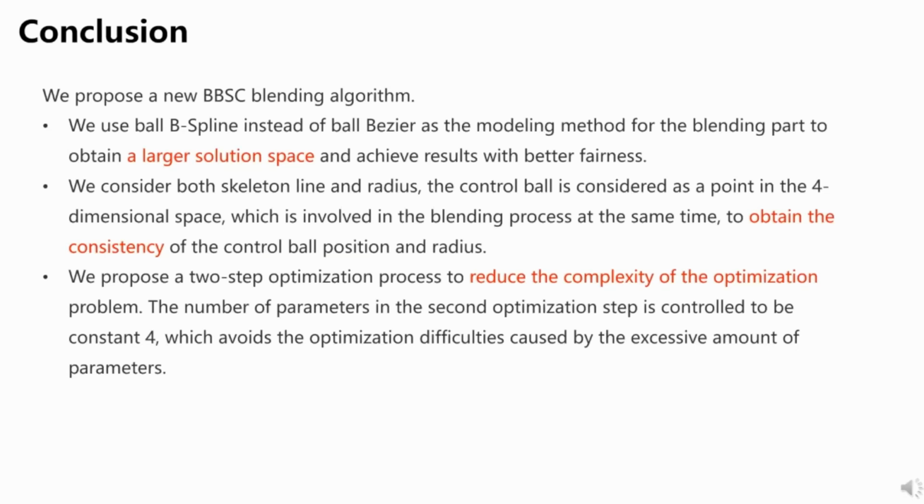And the second, we considered both skeleton line and the radius. The control ball is considered as a point in the 4-dimensional space, which is involved in the blending process at the same time to obtain the consistency of the control ball position and the radius. And third, we propose a 2-step optimization process to reduce the complexity of the optimization problem. The number of the parameters in the second optimization step is controlled to be constant 4, which avoids the optimization difficulties caused by the amount of the parameters.